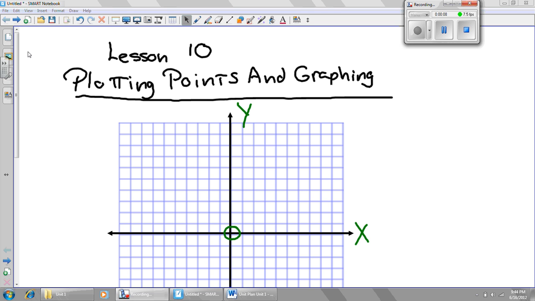We're still doing the review of stuff you guys should have mastered. This should be easy stuff. Today's lesson is on plotting points and graphing. Now, I just want to mention that everything we've done up to this point, you should have already mastered. If you haven't mastered it by now, you need to come in and get extra practice.